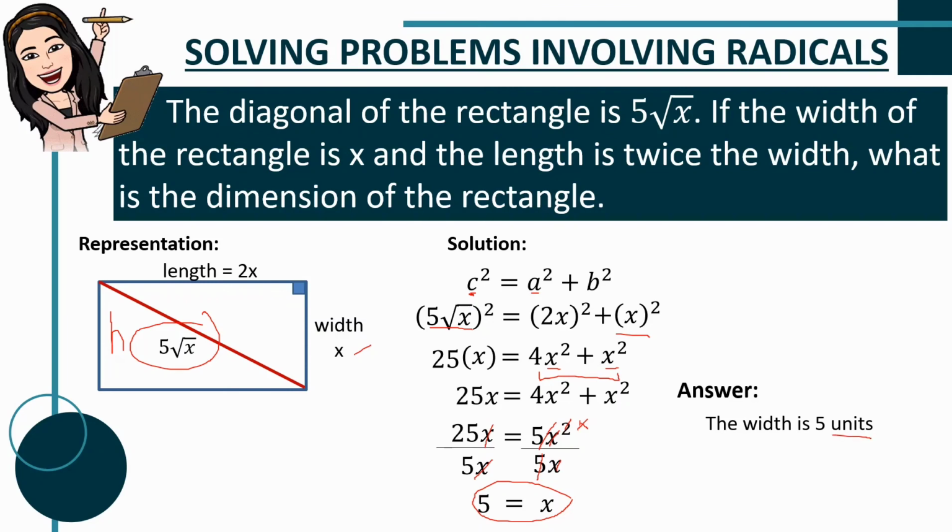How about the length? Ang length daw ay 2 times the width. Ano ba yung width? 5. 2 times 5, that is 10. So, therefore, the length is 10 units. How about the diagonal? Ang diagonal natin is equal to 5 square root of x. So, therefore, that is 5 square root of x ang ating diagonal. Did you understand? Okay.